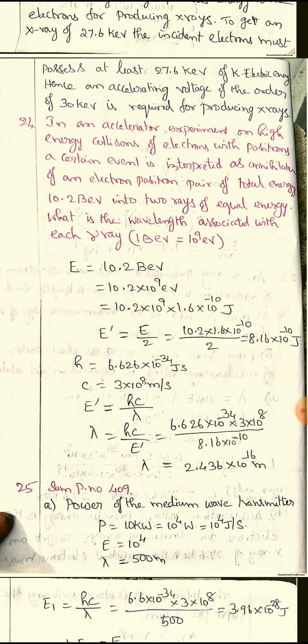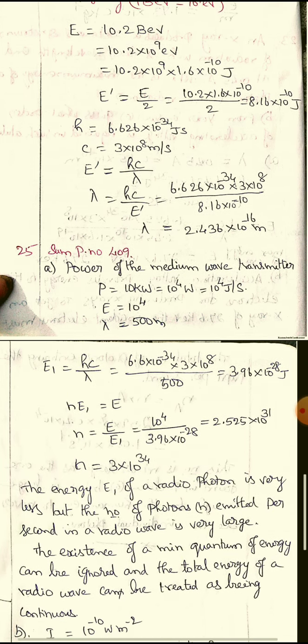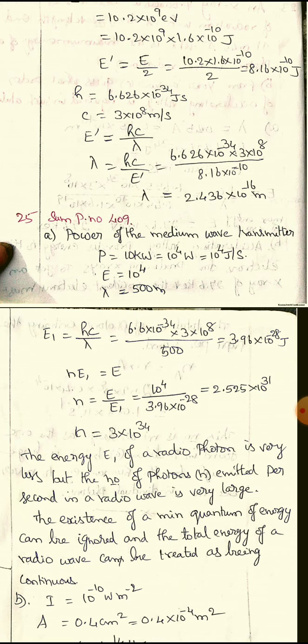Then we can go for the 25th sum, power of a medium. The sum is not written here; you can see the book. The power of the medium wave transmitter P is equal to 10 kilowatts. If we want to convert it into watts, it should be written as 10 to the power of 4 watts. Watts can be written as joules per second, so 10 to the power of 4 joules per second. So E is given as 10 to the power of 4, and lambda is equal to 500 meter.